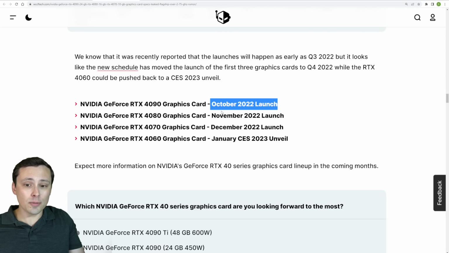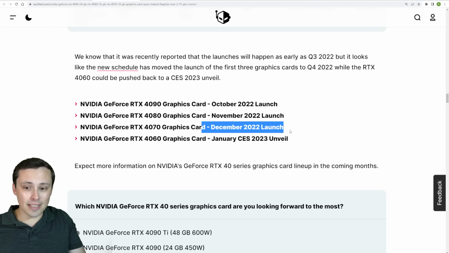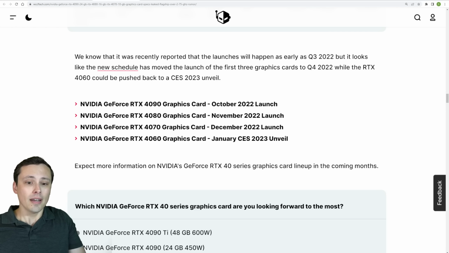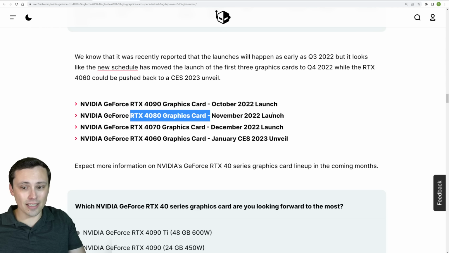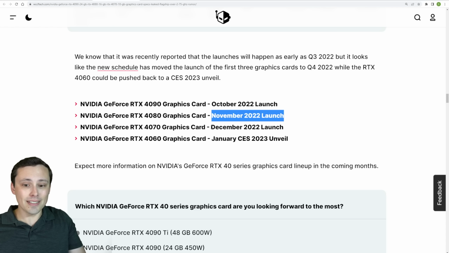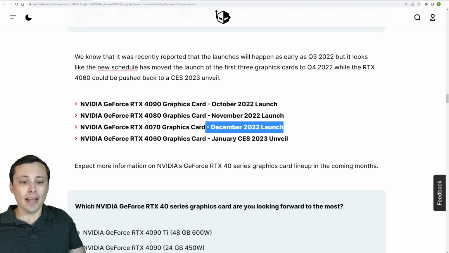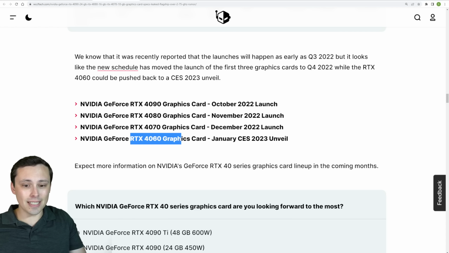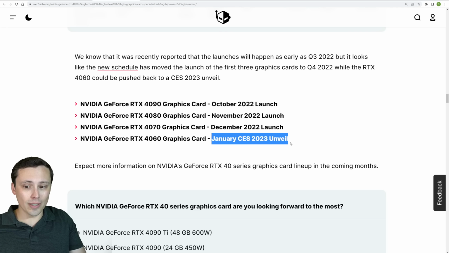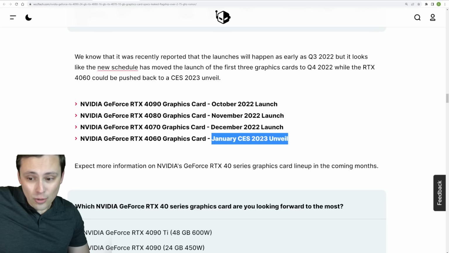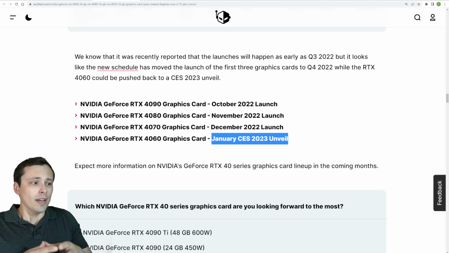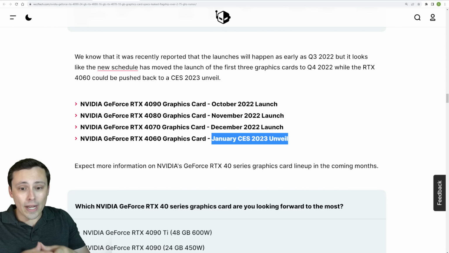And then all signs point to it being kind of a staggered one card per month throughout the rest of the year. So we'd not see the 4080 until November and the 4070 coming in December. And then we've seen some rumors that the 4060, which we don't have a lot of information about, could be waiting even for a January unveil. And then who knows if it even launches in January. It might just be revealed at CES. So that's where we get into, does it make any sense to wait for these things?